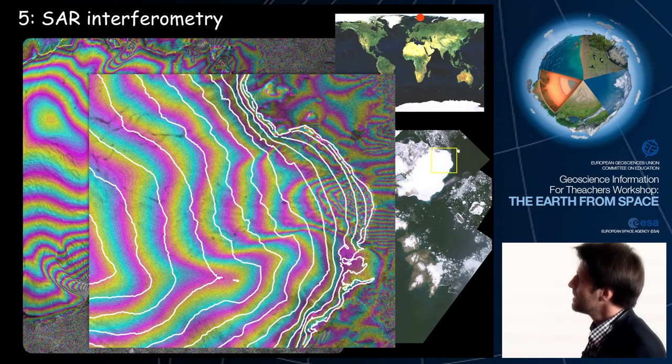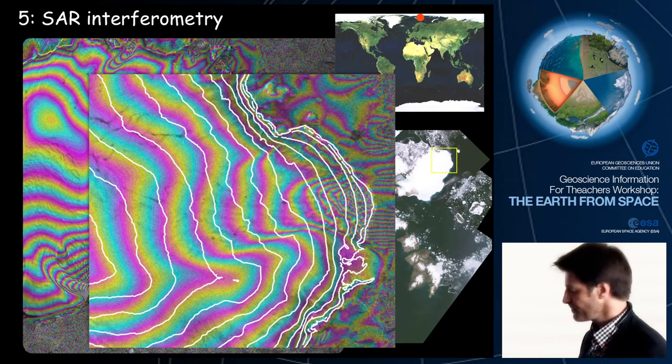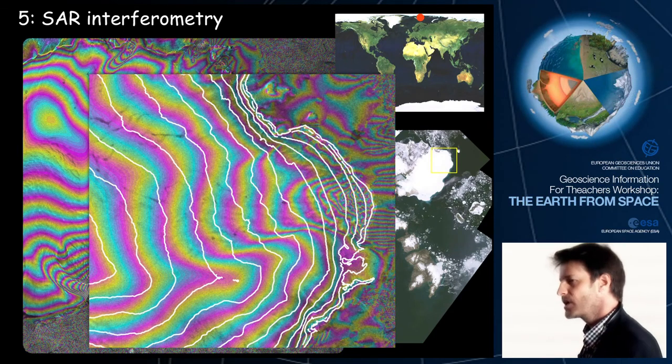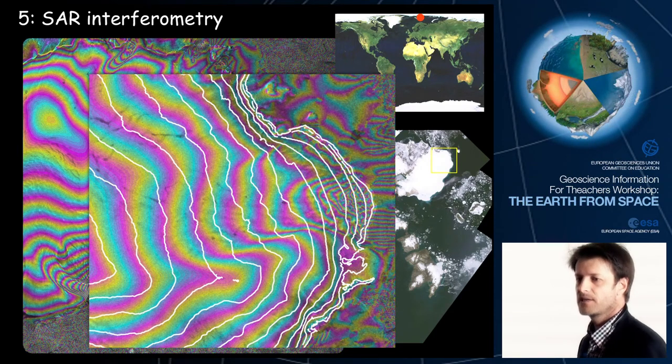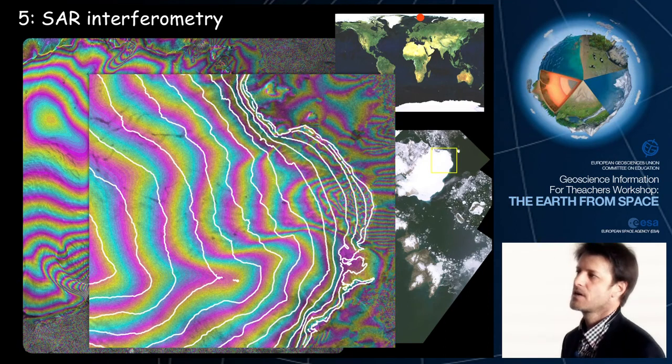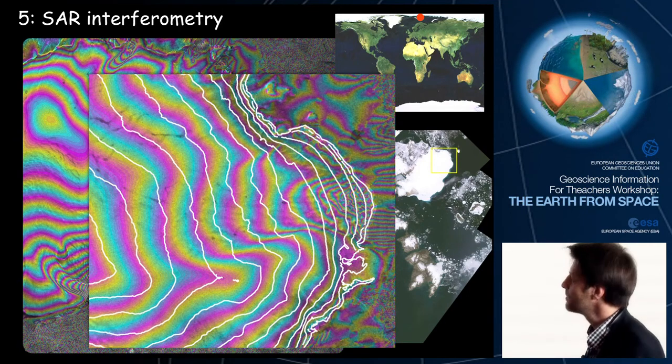So this is SAR interferometry. Very well known for many glaciological applications, but also for landslides, slow mass movements, like settlement of cities due to groundwater outtake and so on. It's always the same technique.